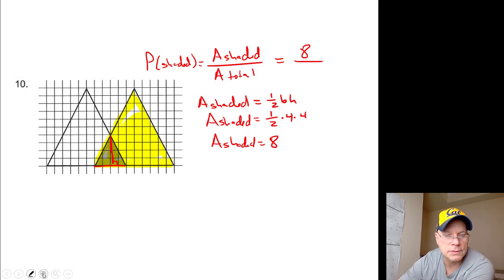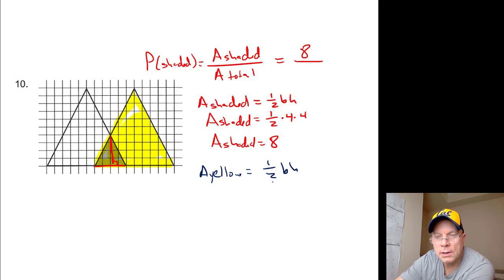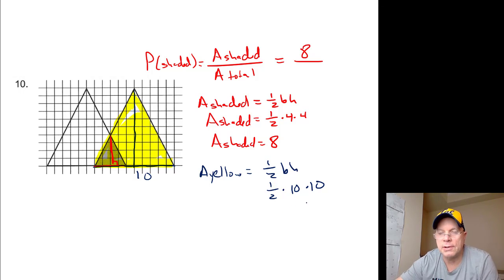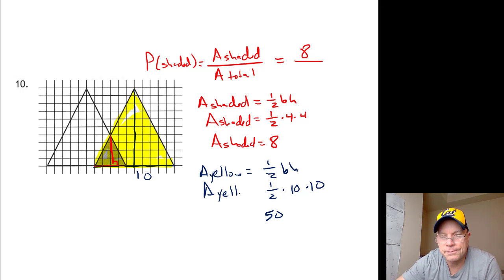First, let's do that first. I'll call it area yellow. It's 1/2 base times height because it's a triangle. So 1/2, this base is 1, 2, 3, 4, 5, 6, 7, 8, 9, 10. Oh, that's nice. 1/2 of 10 times a height of 10. Oh, that's nice too. Half of 100 is 50. So the area of the yellow triangle is 50.